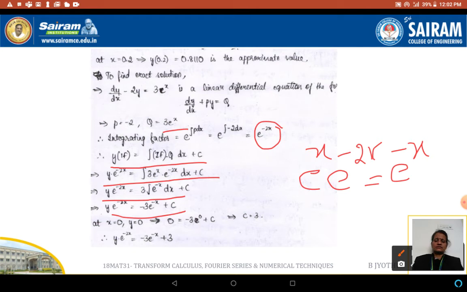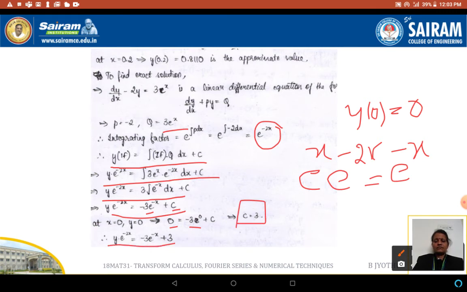3 is the constant. In order to evaluate the c value, we need to consider the condition y of 0 is equal to 0. When I consider that x is 0, y is 0, and substitute, the left hand side is 0, and the right side is minus 3 into e power minus 0, plus c. Therefore, the c value we are getting is 3. Let me substitute in the equation.